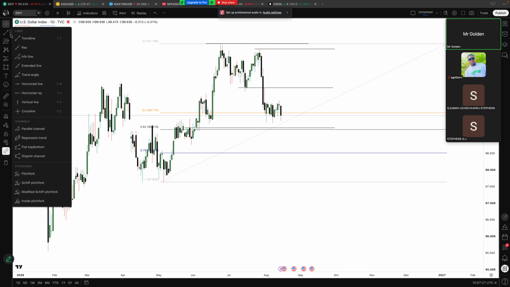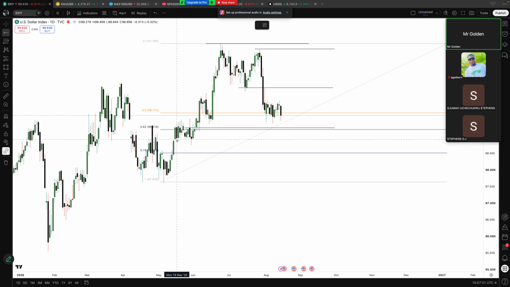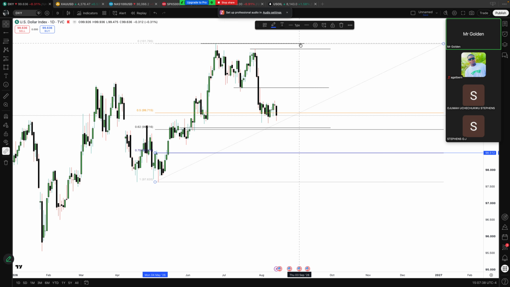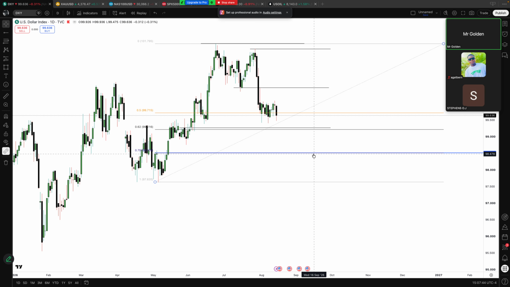And let me put this. We're eventually coming down to this point here. So we're eventually coming down to this point here. But before we do that, I would love to see this mitigation tested. Obviously, this inversion fair value gap.